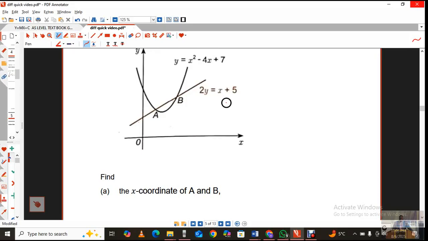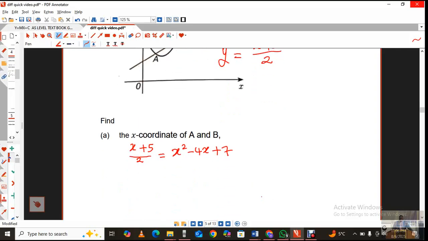Now, I can write this as y equals (x plus 5) all over 2, and I'm going to substitute this in for y. It's much better than trying to make x the subject of the formula, but you can go ahead and do that if you want to. So eventually I'm going to say that (x plus 5) all over 2 is equal to x squared minus 4x plus 7. There's just a little bit of algebra that we have to do.